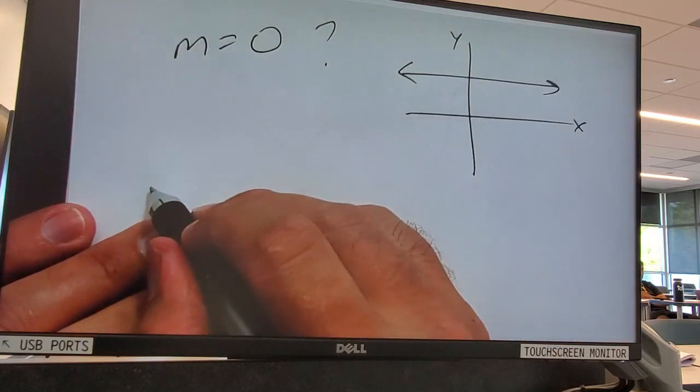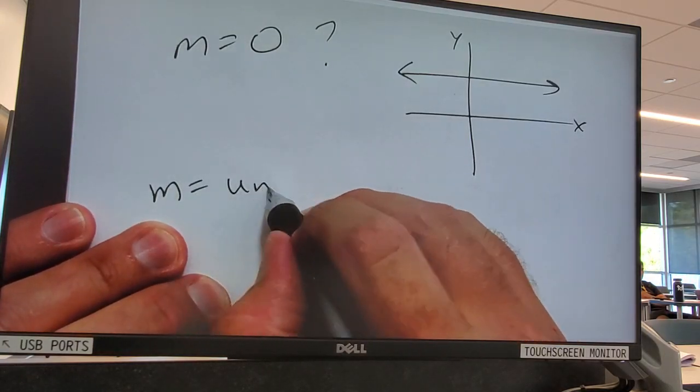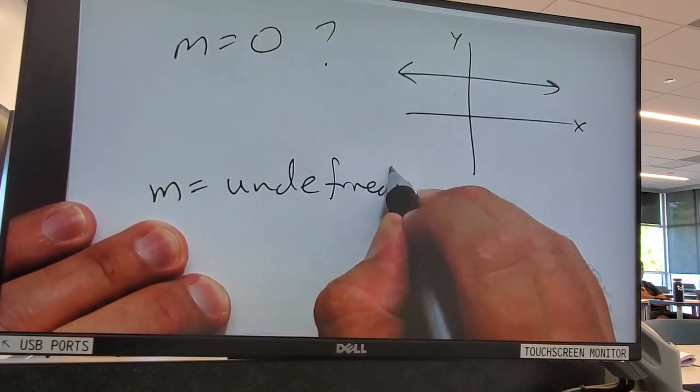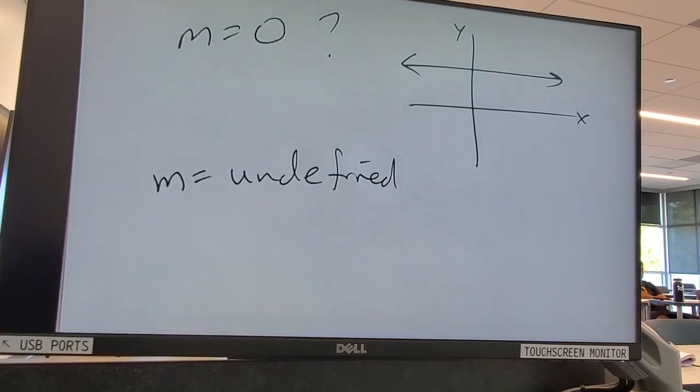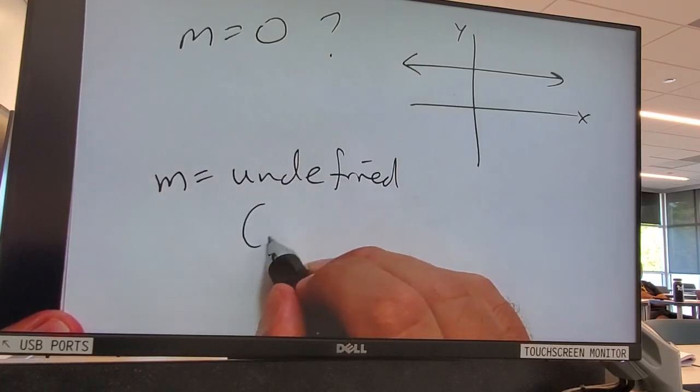Of course, what would it mean for slope to be undefined? Does anyone ever talk about slope being undefined? Do you use a different word for it? Yes, infinite.